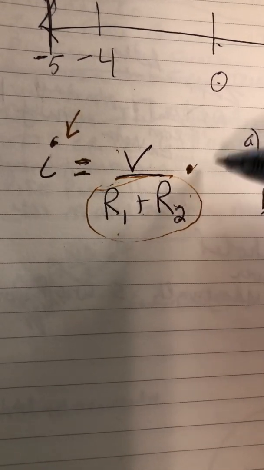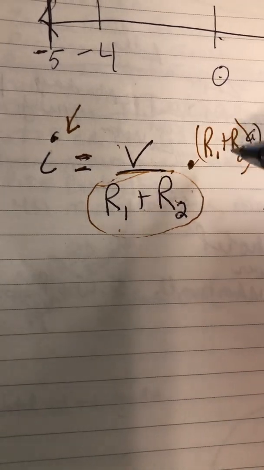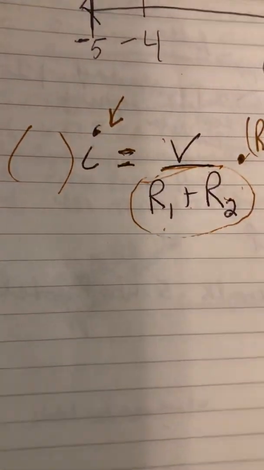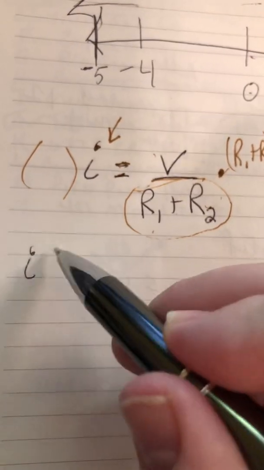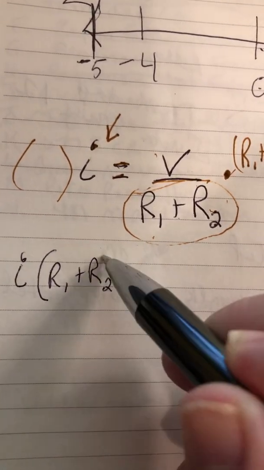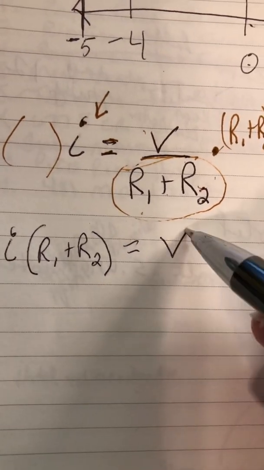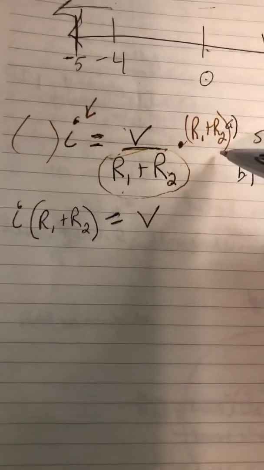We want to get this off the bottom here. So since V is being divided by R1 plus R2, we're going to get rid of it by doing the opposite. We're going to multiply by R1 plus R2. And we need to make sure we do the same thing over here on the other side. So we end up with I times R1 plus R2 is equal to V. Right now we've solved it for V. That's not what we want yet, but it's a step in the right direction.